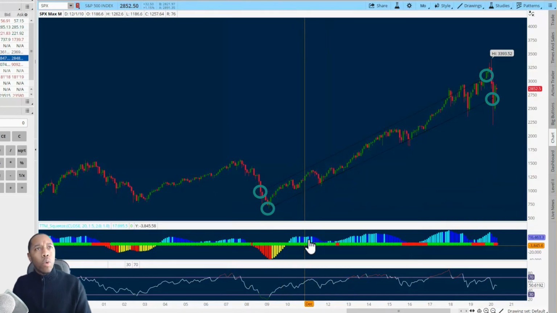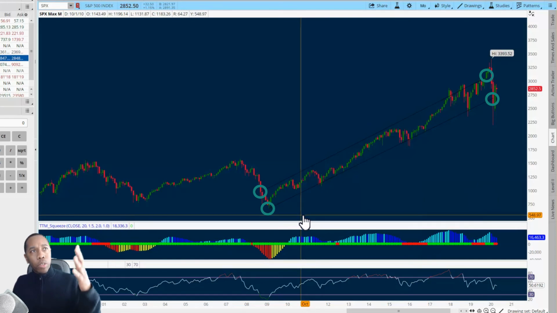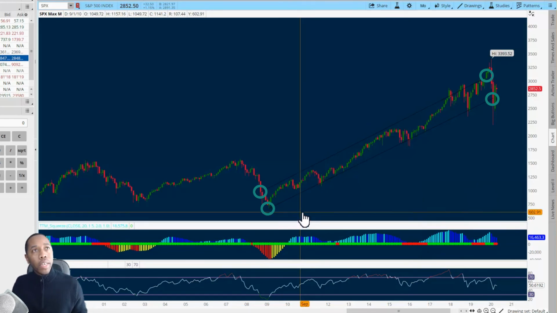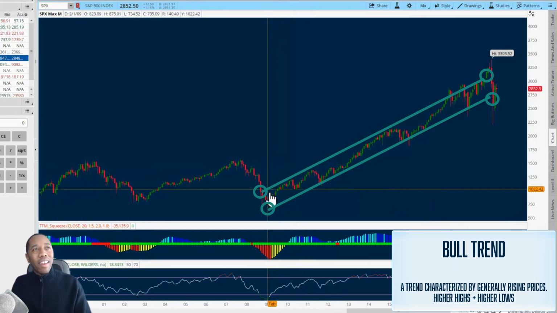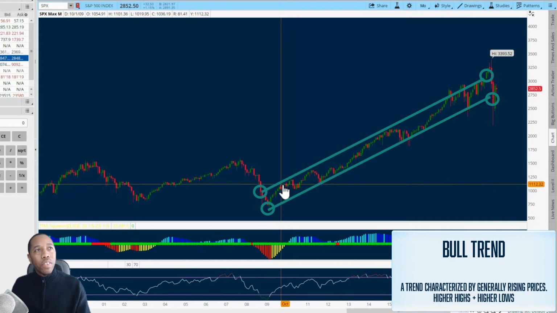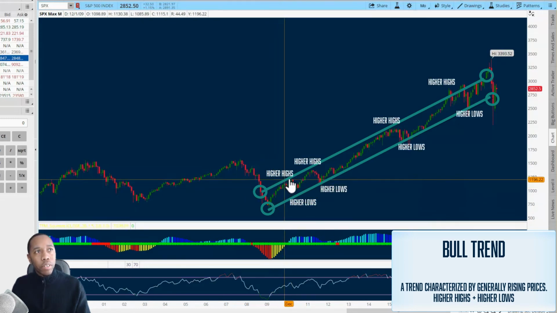Okay. So what am I looking at? I'm looking at an uptrend. I'm looking at a bull trend. So when the stock market is going up, we call that a bullish trend. Okay. And how do you know it's going up? It's because the highs of the candlesticks themselves continue to go higher. You see, they continue to go higher. Highs continue to go higher. And the lows also are going higher.